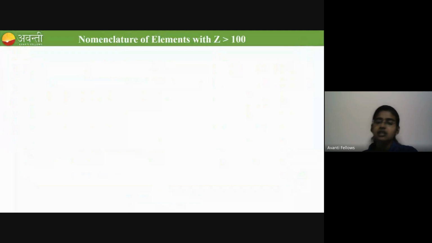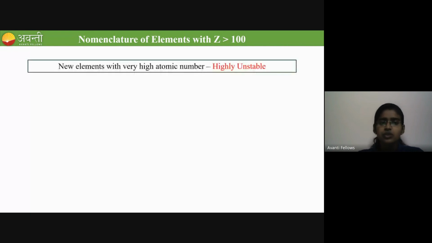The nomenclature of elements with atomic number greater than 100. In the periodic table, thank you so much, students, for your response, we have 118 elements, right? The elements having atomic number more than 100 have to follow some rules while naming them. Why do we need to do that? New elements with very high atomic number which are being discovered are found to be highly unstable in nature.